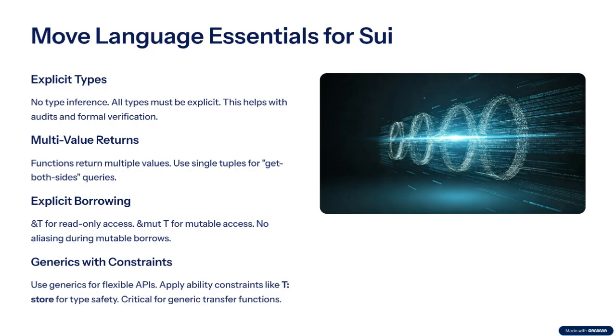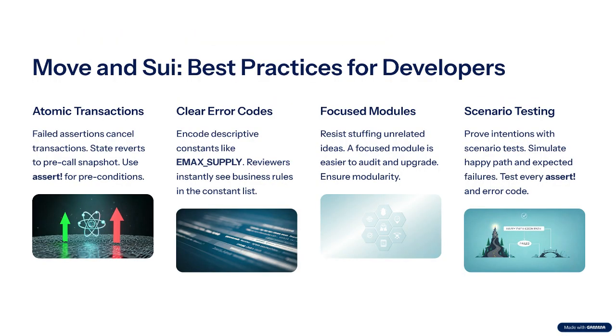The token module you'll build in a moment relies on exactly this feature to let any storable resource pass through a generic transfer helper. On Sui, a failed assertion doesn't crash halfway. It cancels the entire transaction and reverts state to the pre-call snapshot. Use that guarantee. Gate every precondition with assert, then encode a descriptive constant like EMAX_SUPPLY. Reviewers instantly see business rules in the constant list.